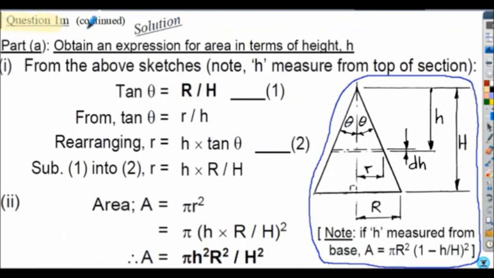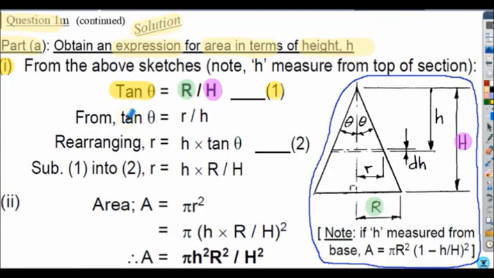So question 1M, solution continued. Here's part A, obtain our expression for the area in terms of height lowercase h. So step 1 here, from the sketches shown on the previous slide, one of which is repeated on the right hand side here, we can form an expression for tan theta in terms of capital R, the maximum radius, and capital H, the maximum height. Remember that tan of the angle is the opposite side divided by the adjacent side, so that's capital R divided by capital H. Label that as equation 1 for reference.